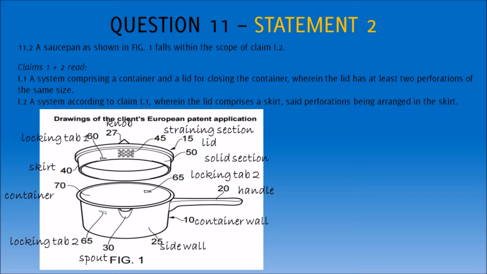Well, one could check in the text if it really closes the container, but I think from the figure you can already tell that the lid closes the container. Wherein the lid has at least 2 perforations. Well, we see some perforations there in this straining section 45. So the perforations are there, yeah, and there are more than 2.